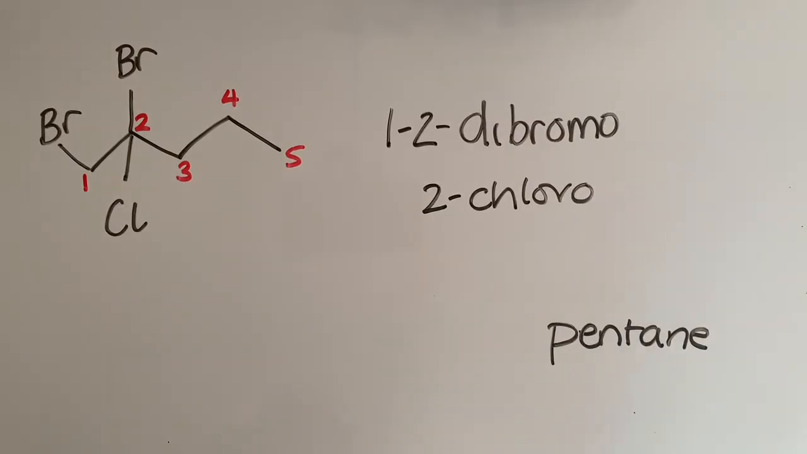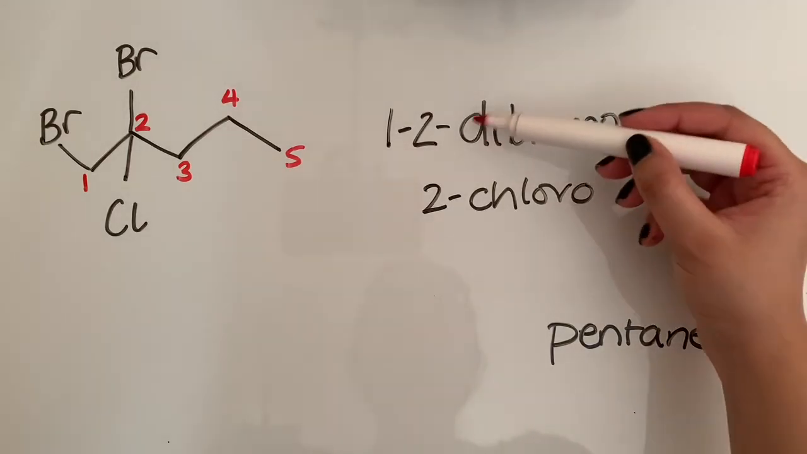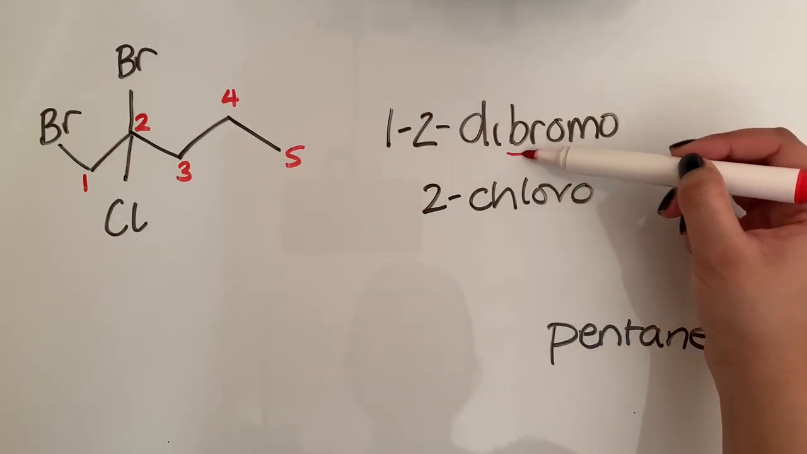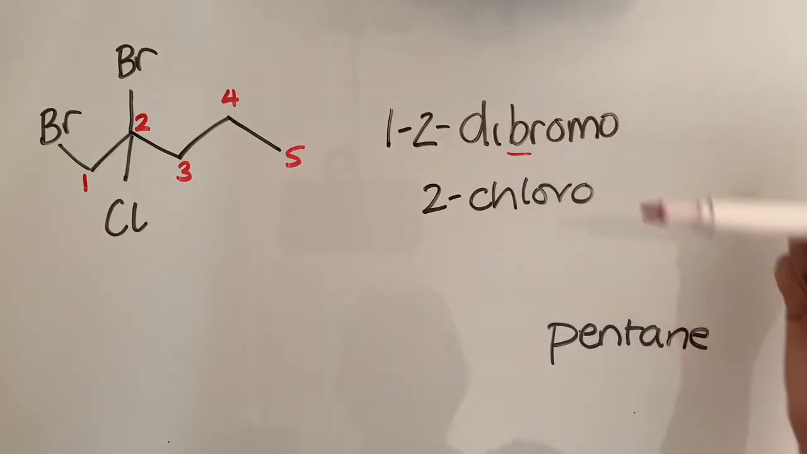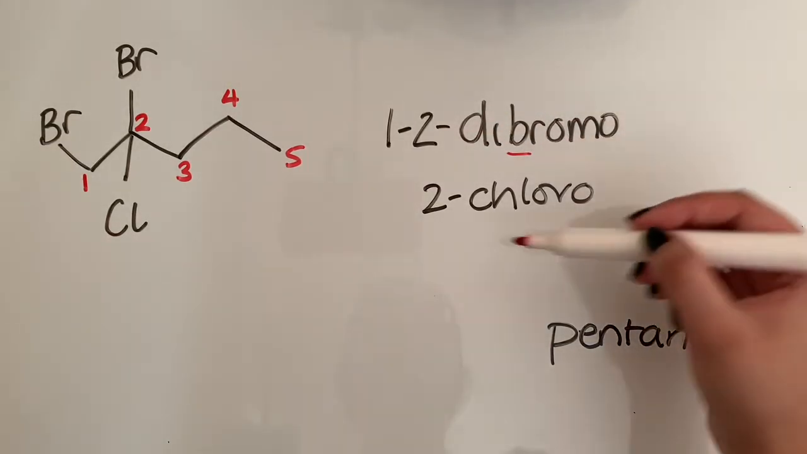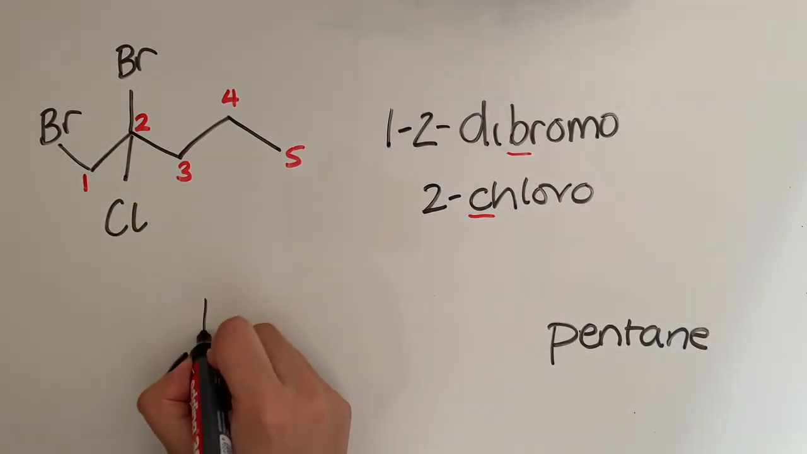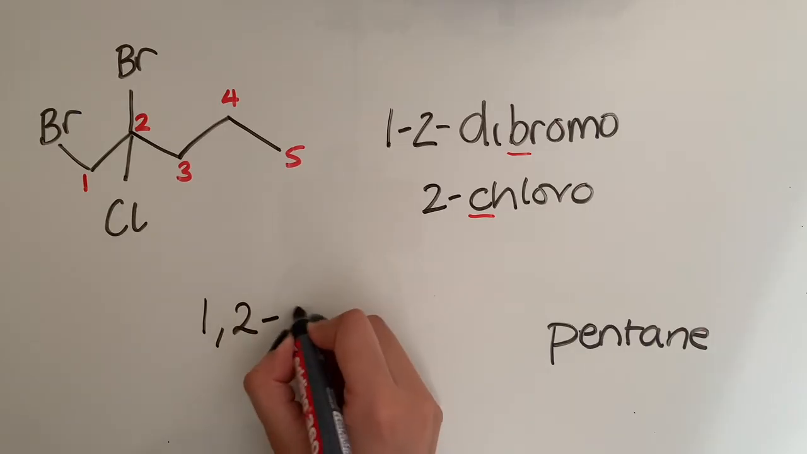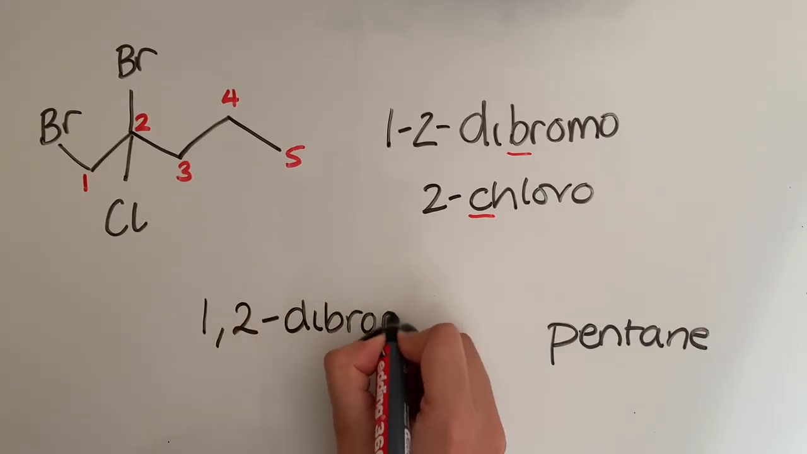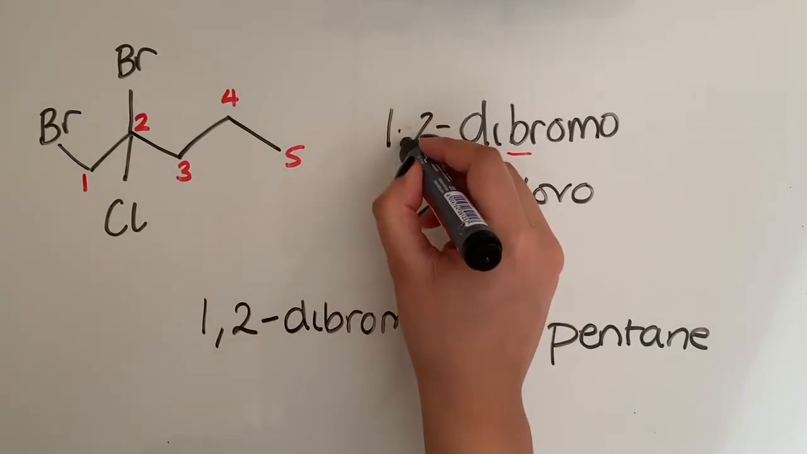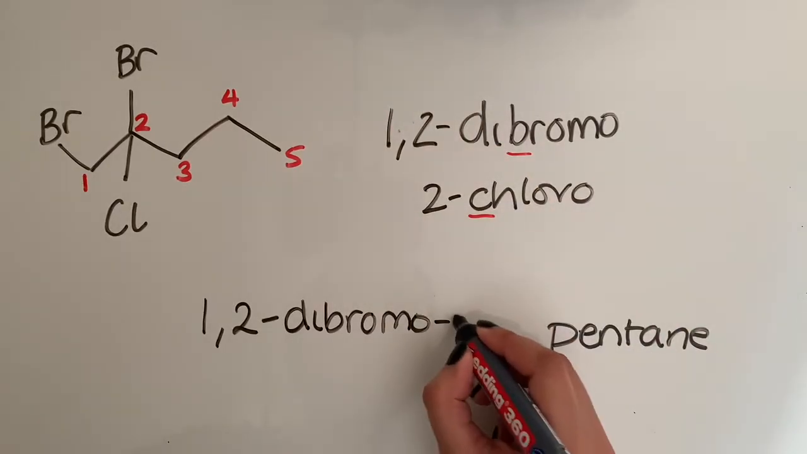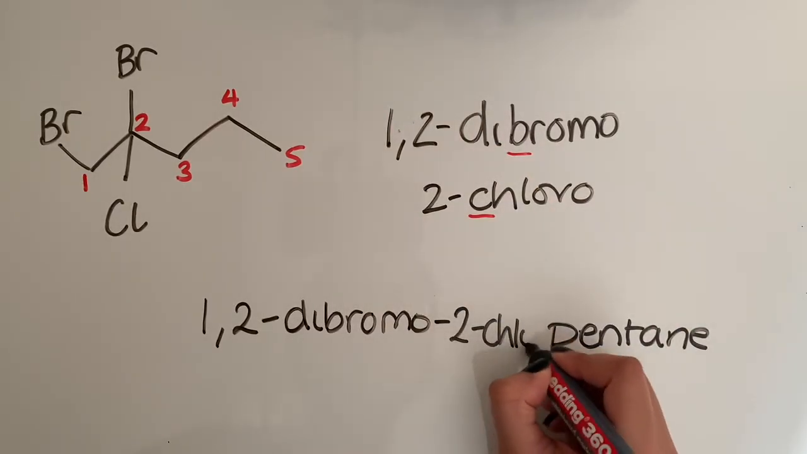Okay, so we've now got to decide which one comes first. Remember what I said, it's got to be alphabetically, but when it comes to the alphabetical part, you don't use the di part, it always starts from the bromo. The di part, the D, is not what we're looking for, it's the B in bromo. So out of B and C, which one's first? It's bromo. So it starts off with 1,2-dibromo. Sorry, that should have been a comma. And then it's 2-chloro.